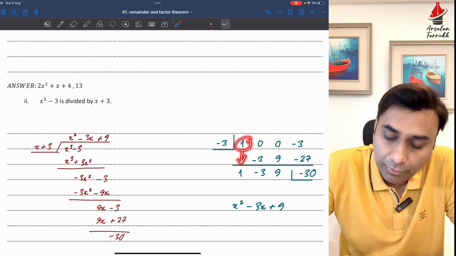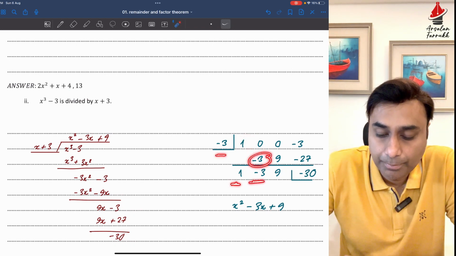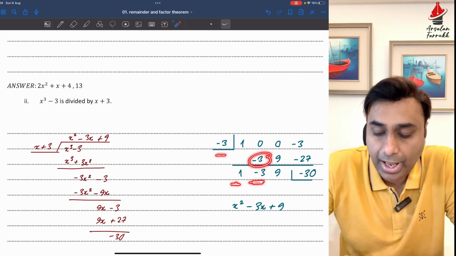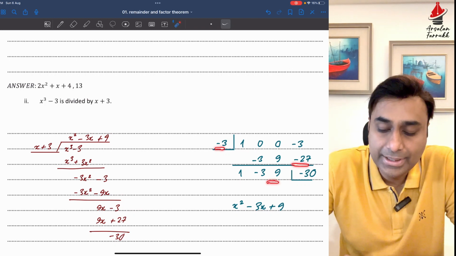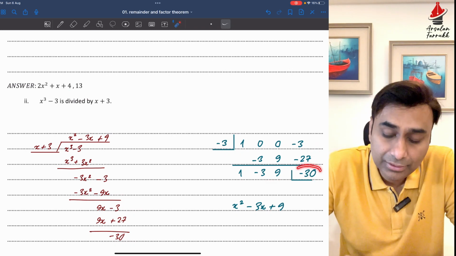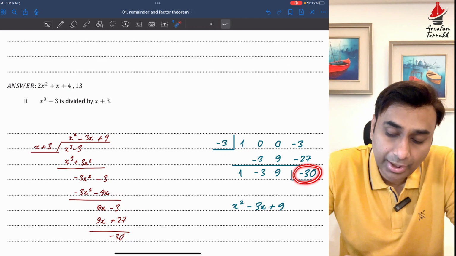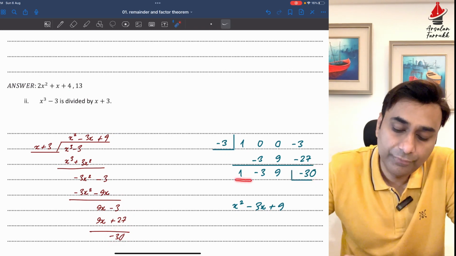Now I repeat the same process here. This term is copied over here, 1. Minus 3 times 1 gives me minus 3, and 0 and minus 3 are added to give me minus 3 here. Then minus 3 times minus 3 gives me 9, which goes here. 0 plus 9 gives me 9. And then minus 3 times 9 gives me minus 27, and they add up to give me minus 30. So if you tally left to right, you would be able to identify that the remainder I'm getting is minus 30, just like before.